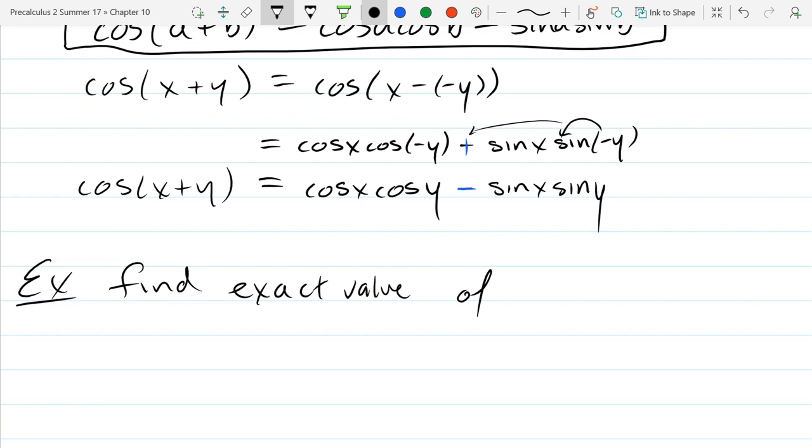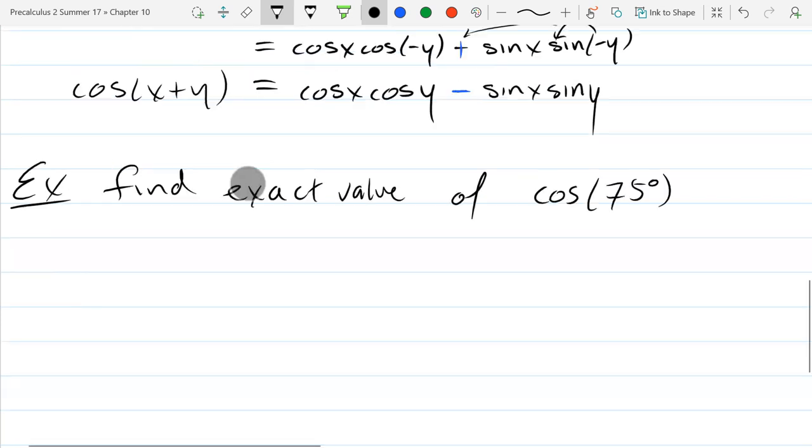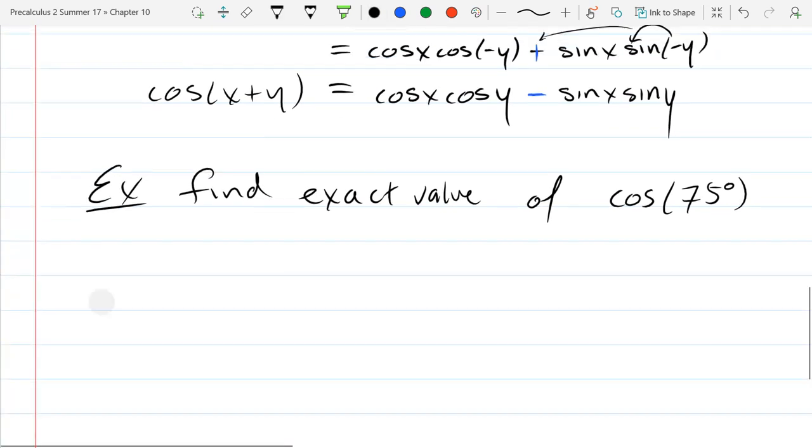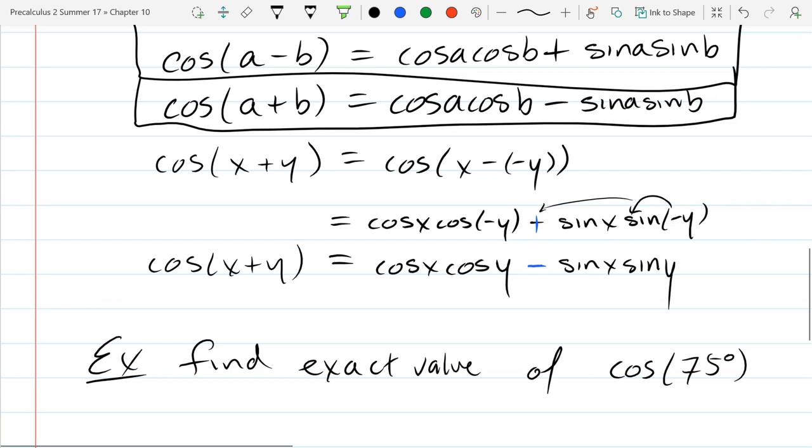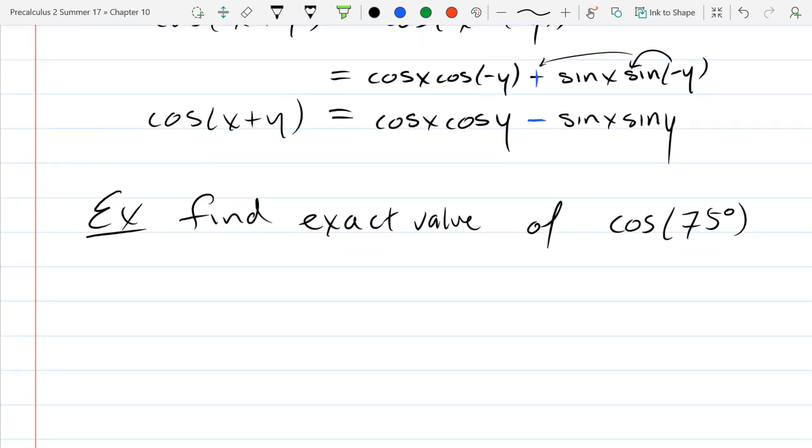And we're looking for cosine 75 degrees. All right, so how in the world does the sum formula or difference formula help us with this? Well, let's look at the angles we know about.